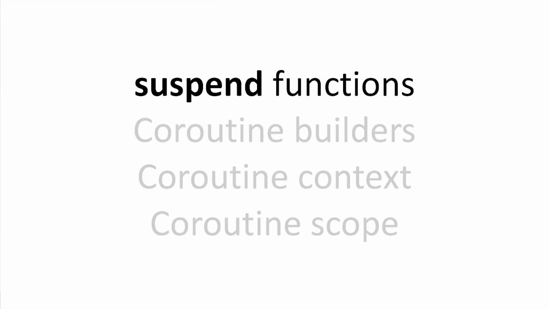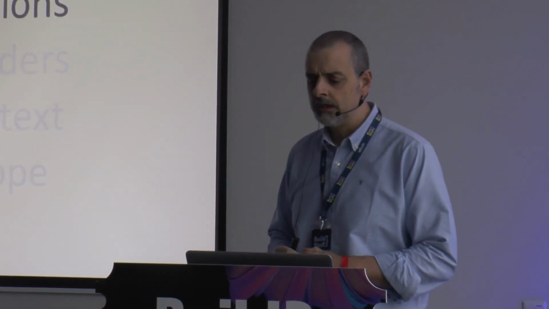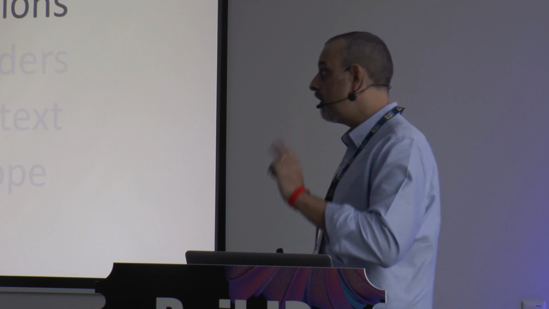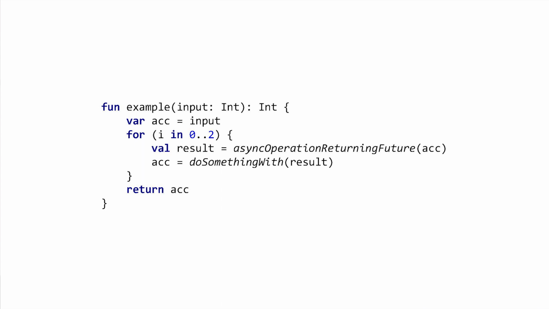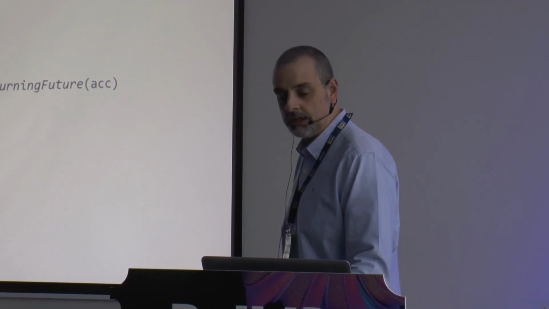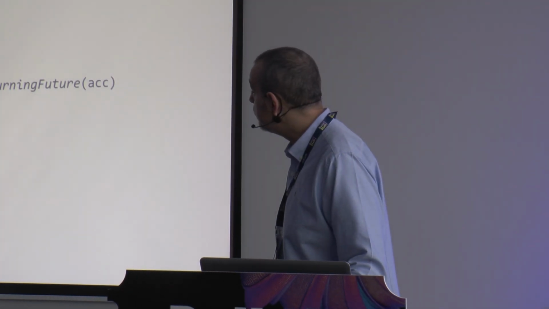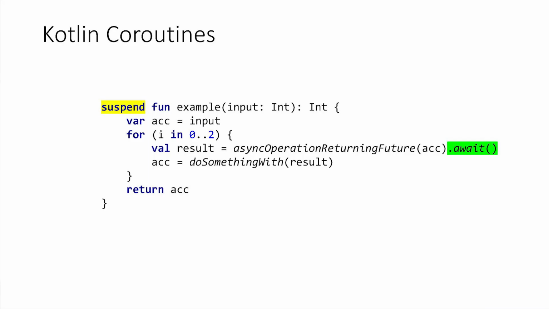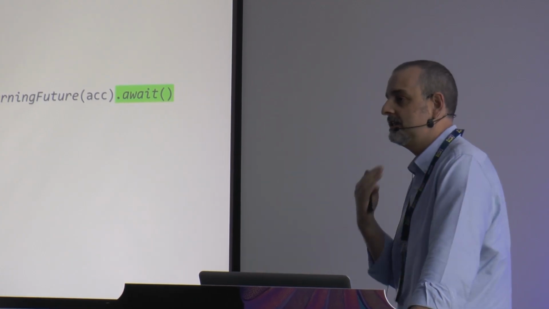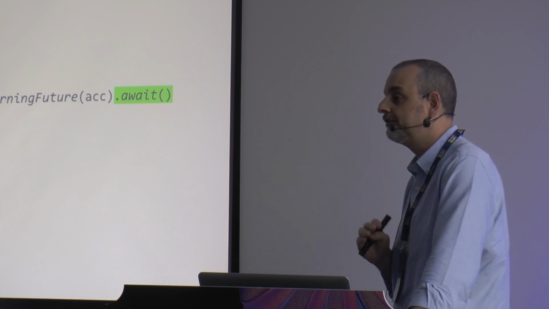So let's start with coroutines and all the concepts that live around coroutines in Kotlin. There are four main concepts. The first one is the concept of suspend function. So let's consider again our example, the asynchronous example that returns a future, and then I only need to do this. I need to add a special modifier to the function, and the function is now a suspend function. A suspend function can have its execution suspended in the middle of the flow.